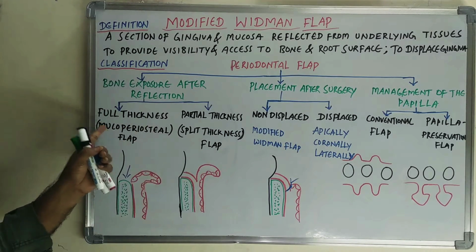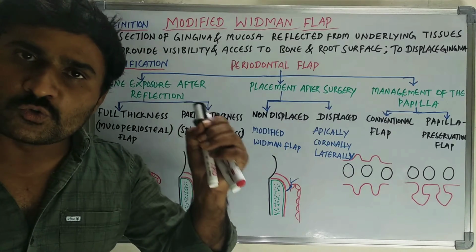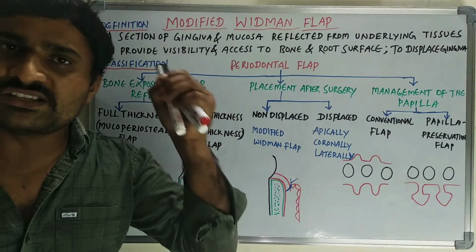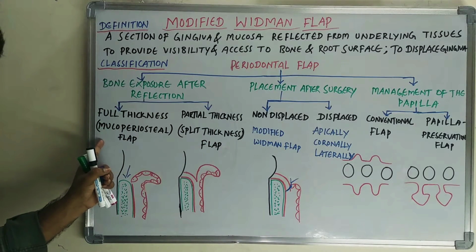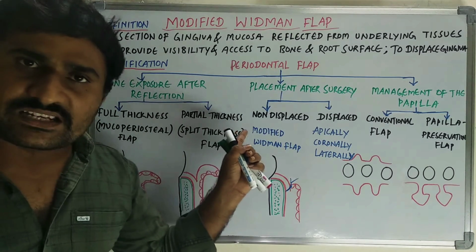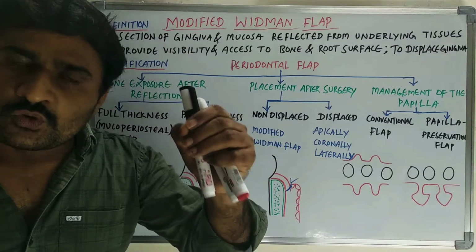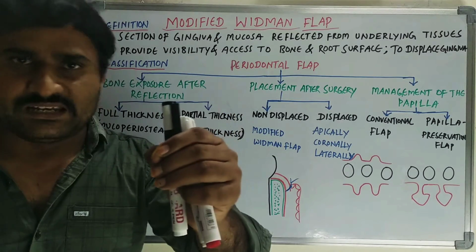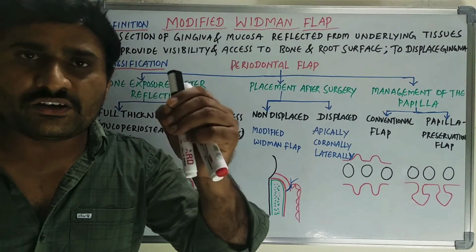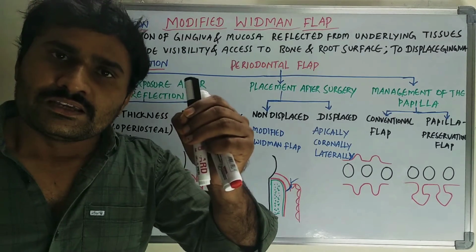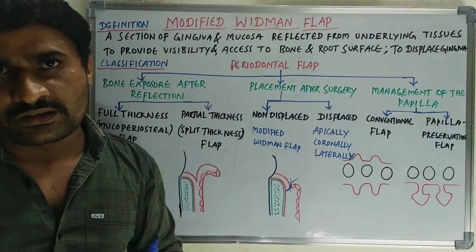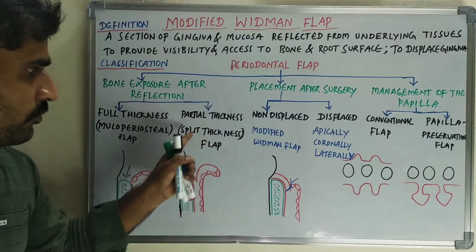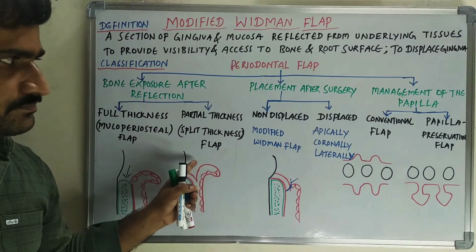So full thickness flap is indicated when you want to do osseous surgery. That means if you want to do something on the bone, then you have to go for full thickness flap. And partial thickness flap is used if you want to displace the flap apically, or if you want to avoid chances of fenestration or dehiscence. In those cases also you will go for partial thickness flap.